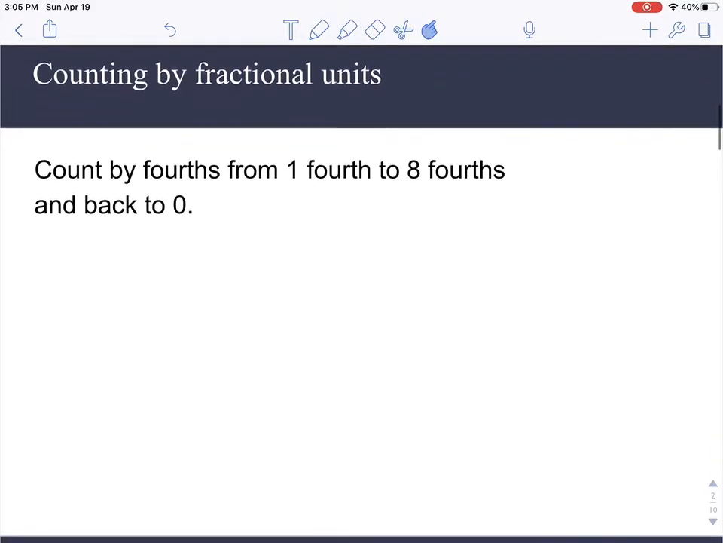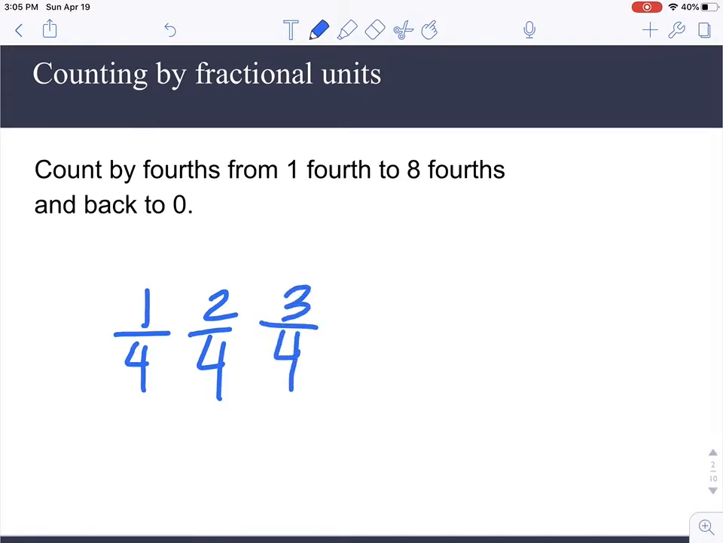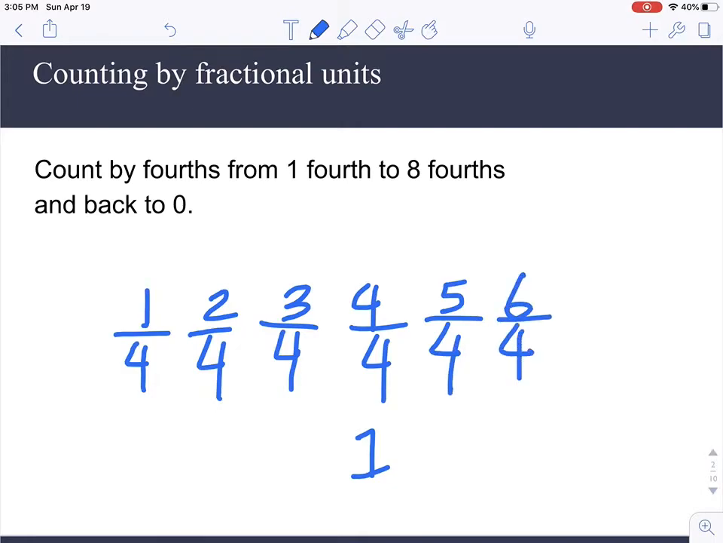Okay, before we do that, I'm going to do a little bit of fluency here. Counting by fractional units. Count by fourths from 1/4 to 8/4 and back to 0. So if I had 1/4, 2/4, 3/4, 4/4, which is also 1 whole, 5/4, 6/4, 7/4, and 8/4, which is actually 2 wholes. We'll go into that more later on.